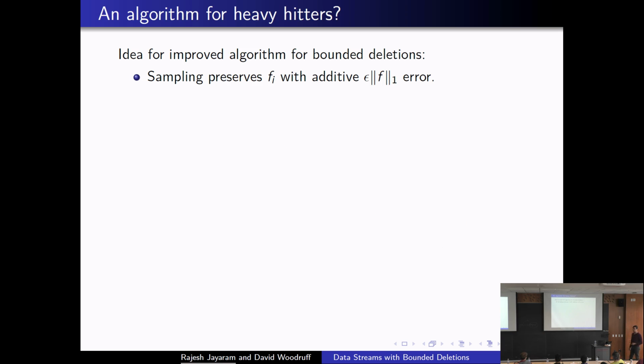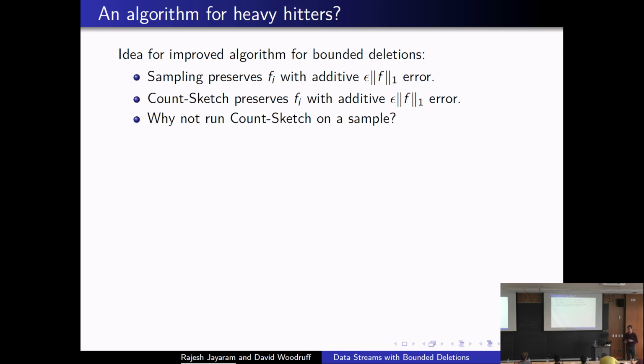So here's the naive algorithm of what we would want to do. We showed earlier that if I just sample poly alpha over epsilon updates, I am going to estimate all the coordinates to an additive epsilon F1 error. That was one of the first things I said earlier. And I just showed you that the count sketch data structure also gives you error epsilon times the L1. So why don't I just take a uniform sample of the stream and toss it into count sketch? Shouldn't that work?